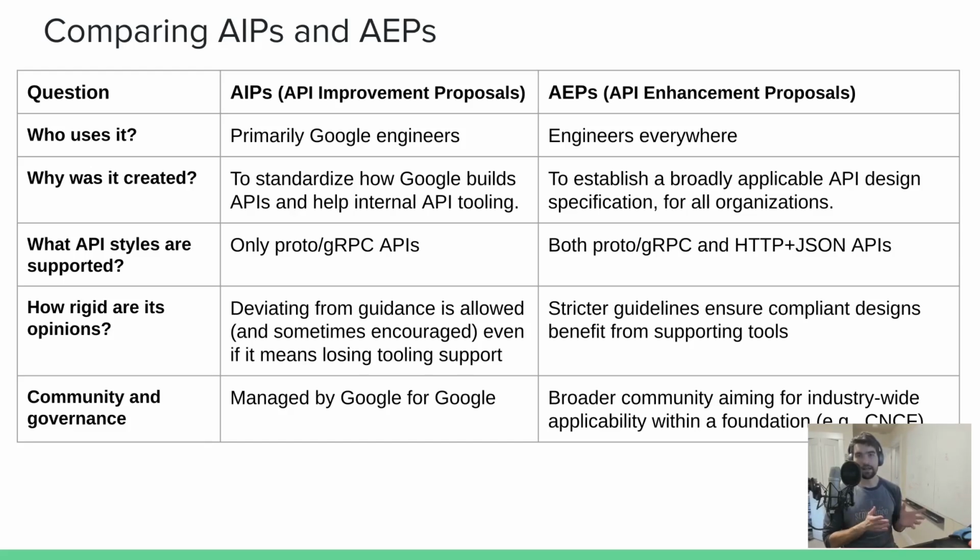So this comes up a lot, and that's why I want to touch on the topic a little bit more deeply. AEPs are a fork of AIPs, and here's how they're different. With AEPs, we're trying to target all engineers, not just Google engineers or Google as an organization. We are trying to design something that's more broadly applicable and not necessarily bound to existing Google API practices. We're also targeting a little beyond gRPC and having guidance for HTTP plus JSON APIs as well, maybe more in the future.